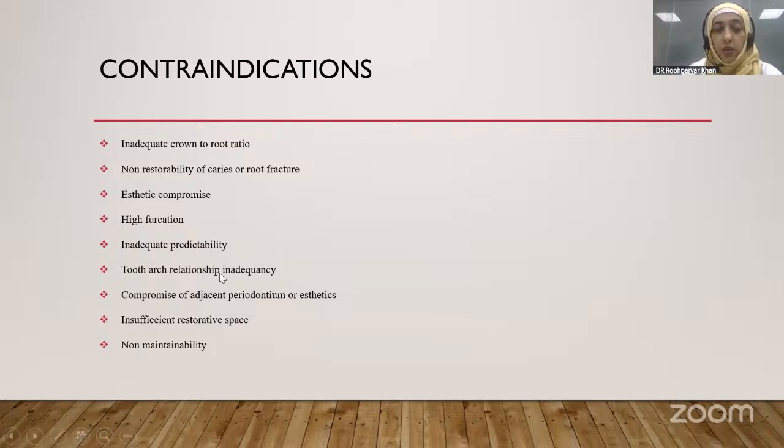And where we have tooth arch inadequacy, then compromise of adjacent periodontium or aesthetics, then insufficient restorative space, or non-maintainability of the patient. That means if the patient has very poor oral hygiene, or the patient is prone to systemic conditions, in such conditions crown lengthening is not indicated, unless the patient is very well educated regarding periodontal health and is ready to maintain it.